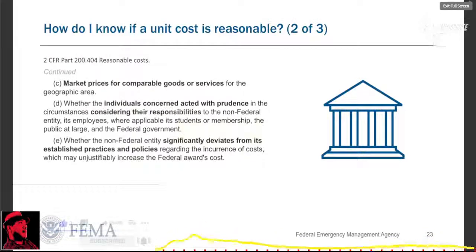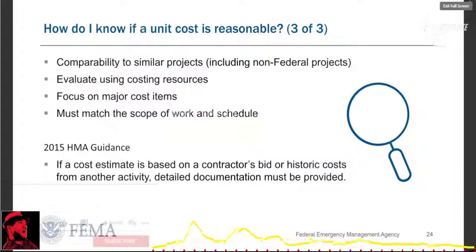Okay, slide 24, please, Abdullah, Alex. Okay, how do I know if a cost is reasonable? Compare it to similar projects, including non-federal projects. What are we talking about? If you've got a list of the local highway department projects that were awarded in the past, look for those projects and try to make an assumption. If you're looking at an electric line project, look for projects that are in a similar terrain, and see what the cost was. Evaluate using costing resources that Abdullah mentioned.